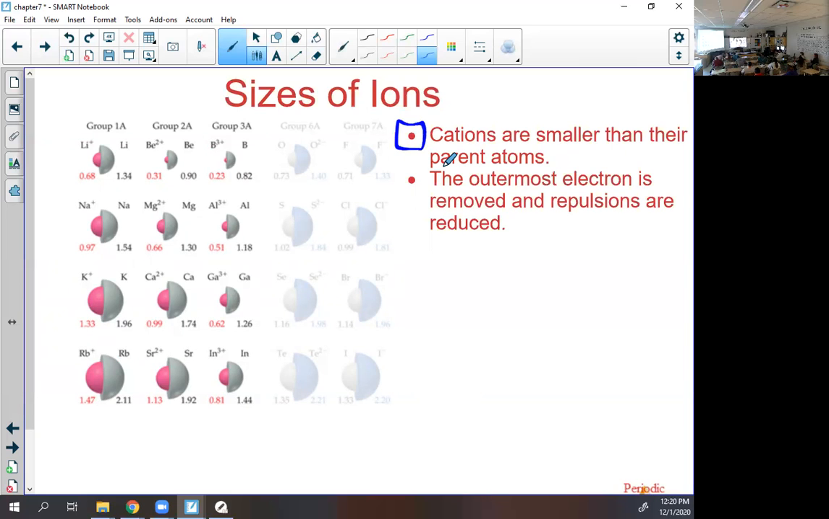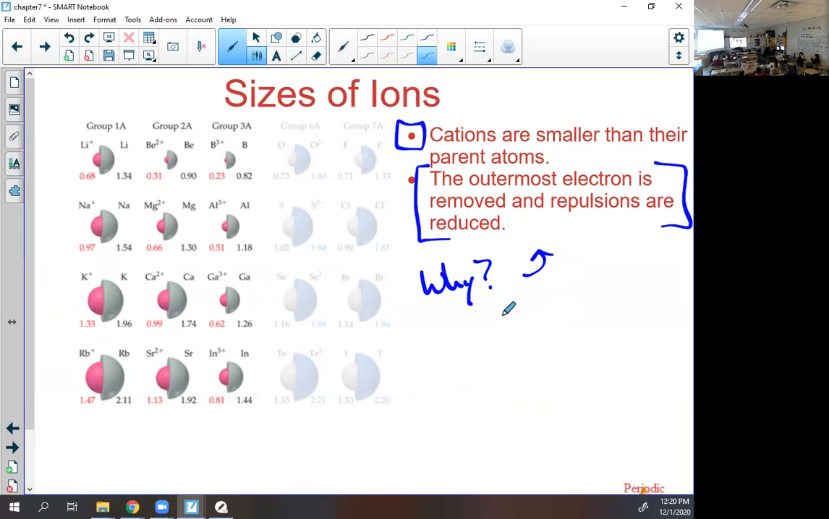So here we go. This is the statement. This piece is the why. Okay, so cations are smaller than their parent atoms because the outermost electron is removed and repulsions are reduced.